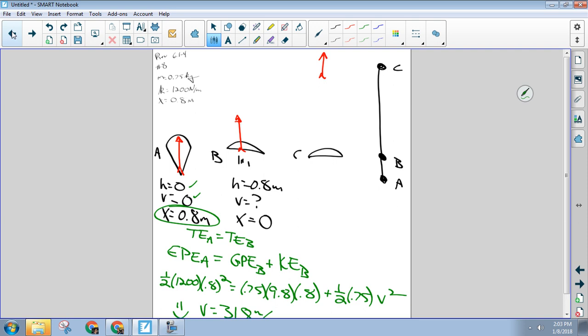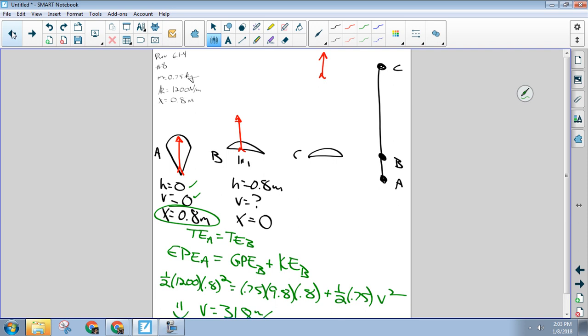Well, in this one, we fired it straight up in the air, right? So in this one, we pulled it back 0.8. So when we release it, it's going to go up 0.8 between drawings A and B, right?